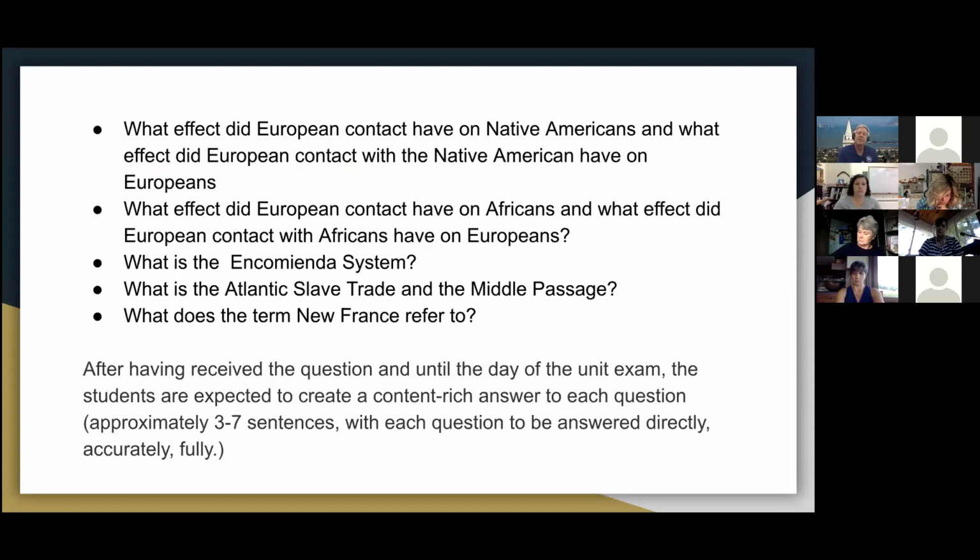And then after having received these questions, and right up until the day of the unit exam, in this case the unit 1 exam, the students are expected to create a content-rich answer to each of these questions. Now, the term content-rich is a little tough to define, somewhere in the realm of 3 to 7 sentences. I want them to be able to answer each question directly, accurately, and fully.